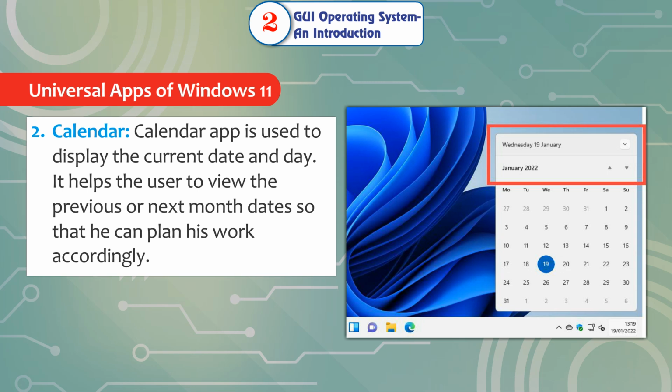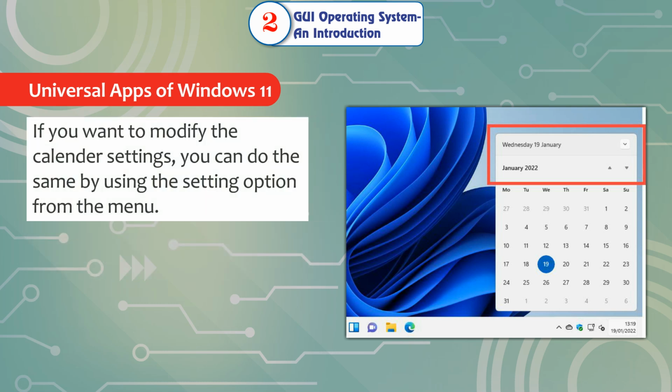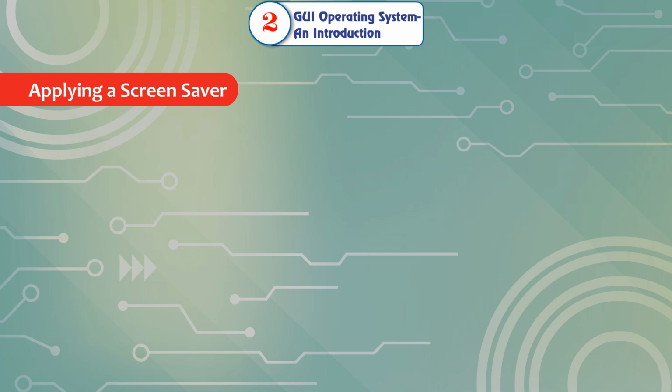2. Calendar. The Calendar app is used to display the current date and day. It helps the user to view the previous or next month dates so that he can plan his work accordingly. If you want to modify the calendar settings, you can do the same by using the settings option from the menu. 3. Weather. The Weather universal app allows the user to check the weather details like temperature, rain forecast, weather conditions, etc.